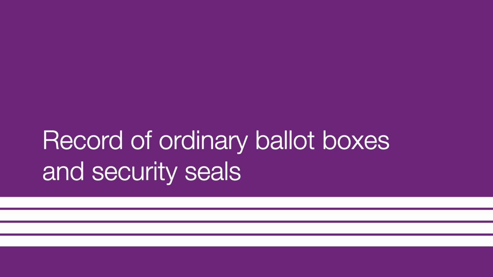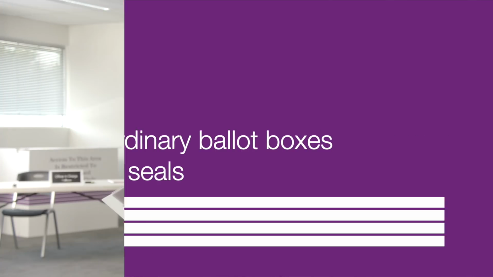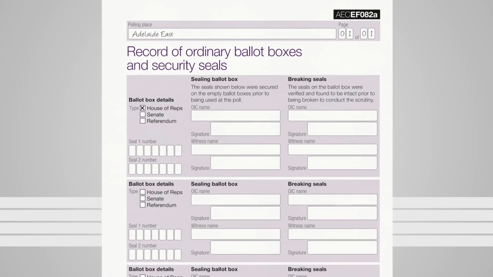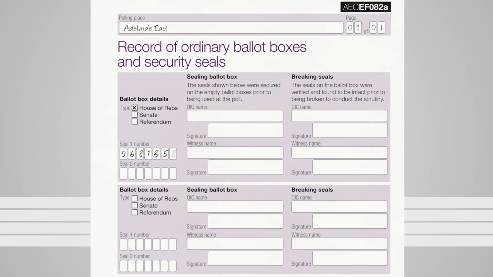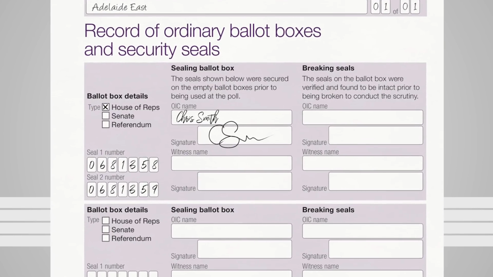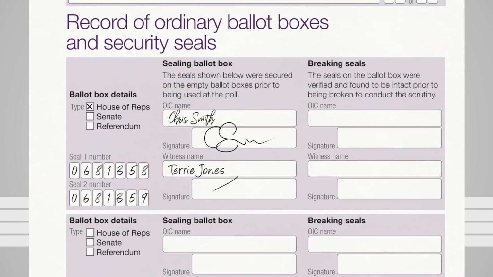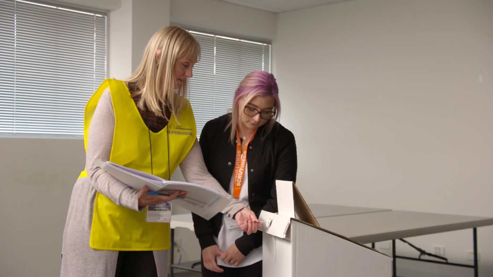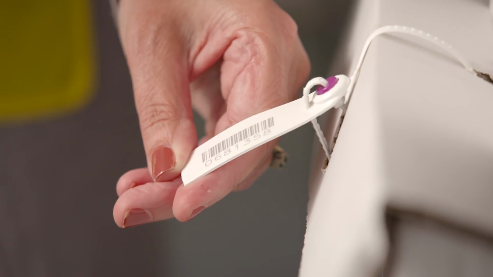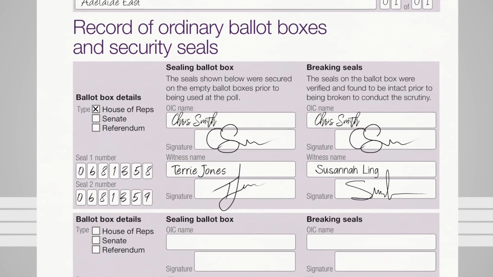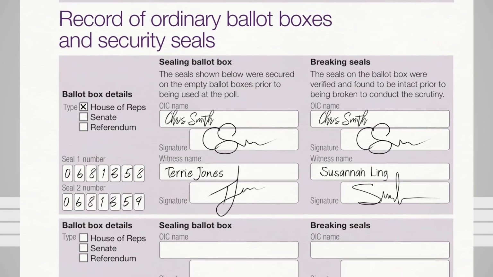The record of ordinary ballot boxes and security seals form is used when sealing a new ballot box. The OIC checks the ballot paper type, records the seal numbers on the form, then signs the form. The witness is then asked to complete the witness details and sign the form. After 6 p.m., when the ballot box is open for scrutiny, the OIC and a witness check that the original seals are in place and sign and witness the form. The OIC then breaks those seals to open the ballot box.